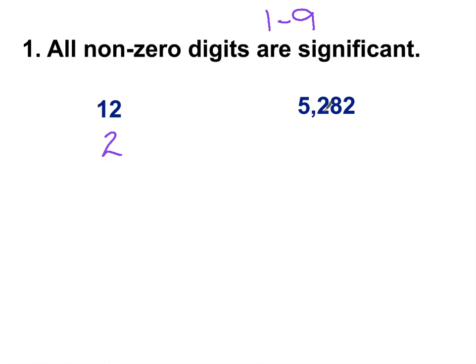Here, 5,282, these are all non-zero digits. So that means that this number has 4 significant digits. Now I know you're probably thinking, okay, but what about zeros? And the next 3 rules are all about zeros. So let's see what our next rule is.